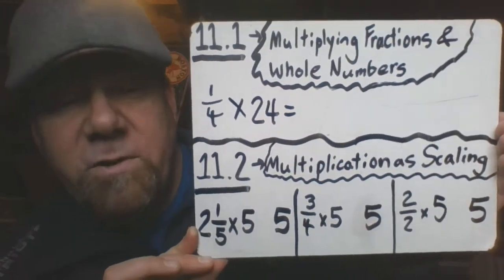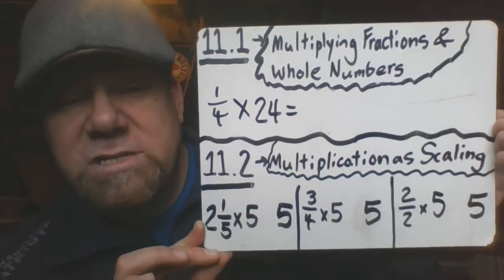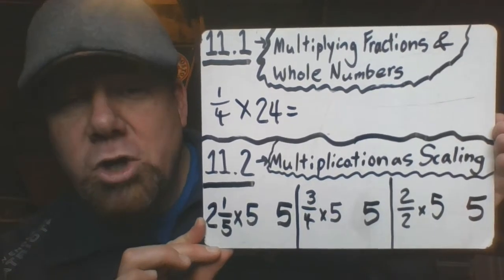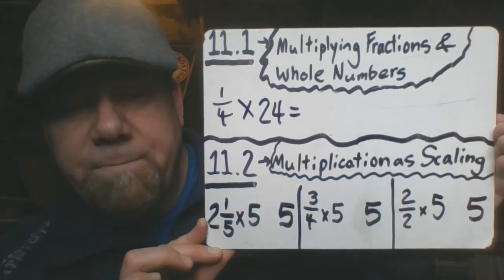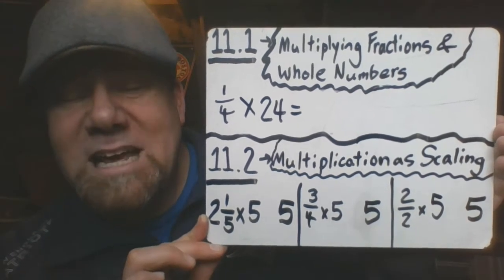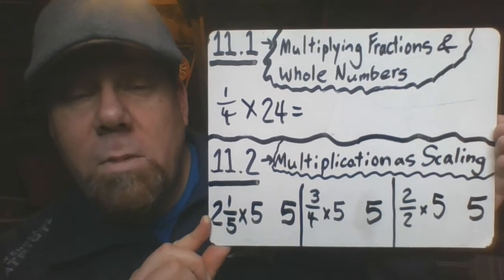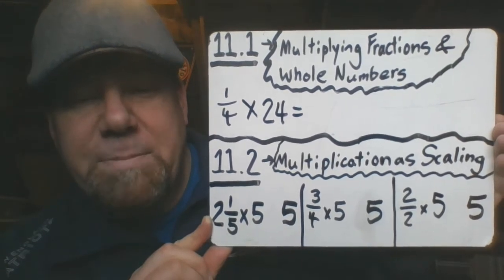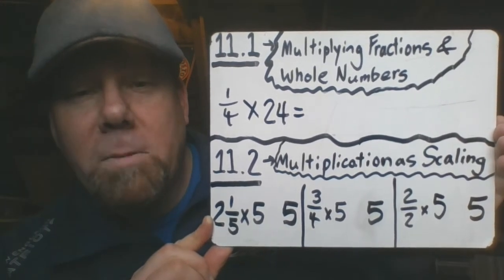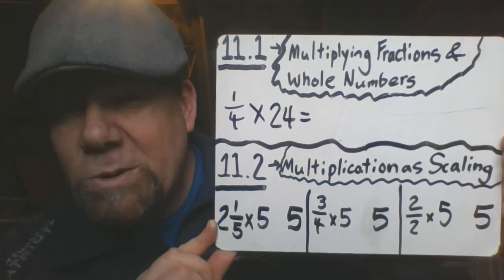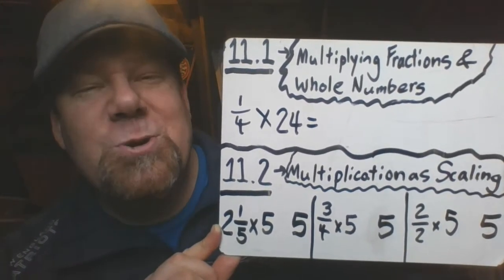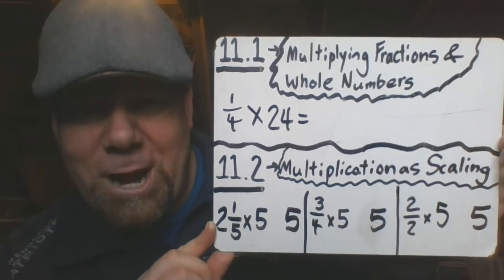For 11.1 first, you are going to be multiplying fractions and whole numbers. It's not that complicated. Don't sweat it, all right? So we have 1/4 times 24. If you are multiplying a fraction times a whole number, the first step is to multiply the whole number by the numerator, because you know what's going to happen to the denominator? You guessed it. It's going to stay the same again.